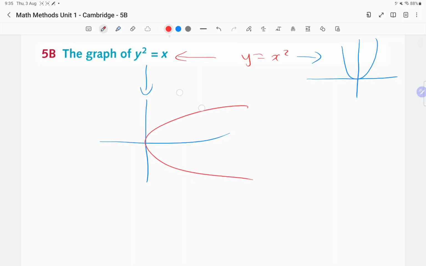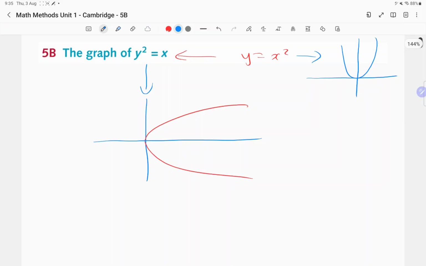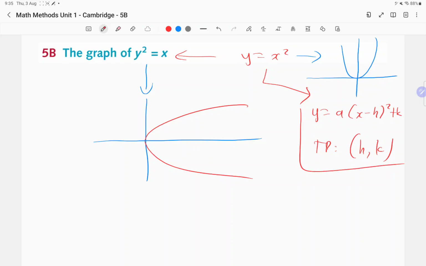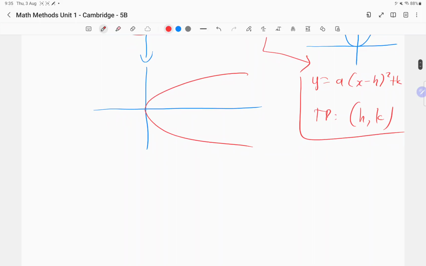Now, there's a special version, because remember, in order to sketch this form, the easiest form is y equals a times (x minus h) everything squared, plus k. Note that h and k in this form give the turning point, which is just (h, k). So what is the similar turning point form for the graph of y squared equals x? Well, let's rearrange this equation a little bit.